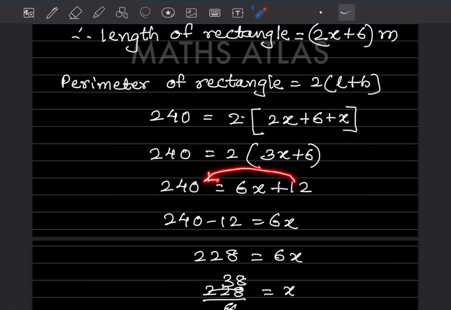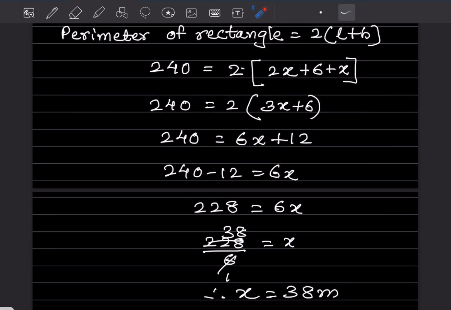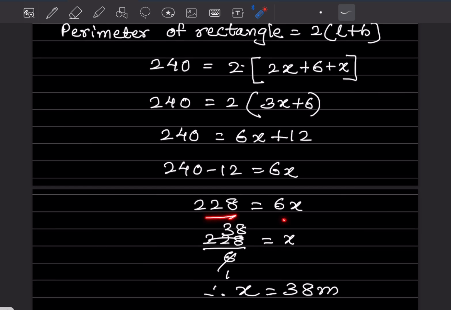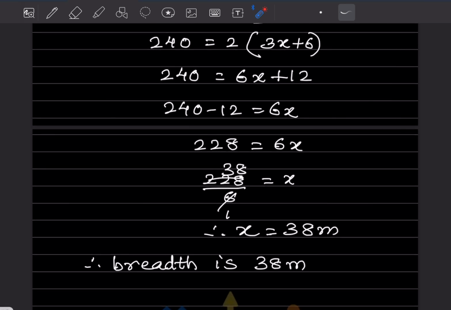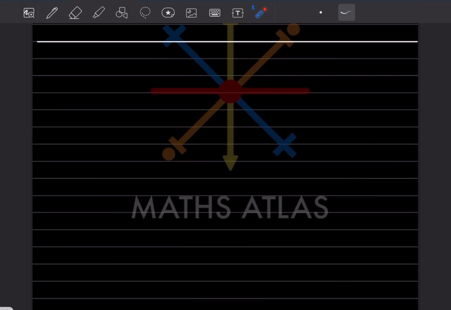So now bring this one here. That will be minus 12, and this is 6x. So this will be 228 is equal to 6x. So 228, this is multiplication, so this will get divided, that is x, and when you divide this one, you get x is 38 meter. So that x is the breadth, and that is what they asked, that is 38 meter.